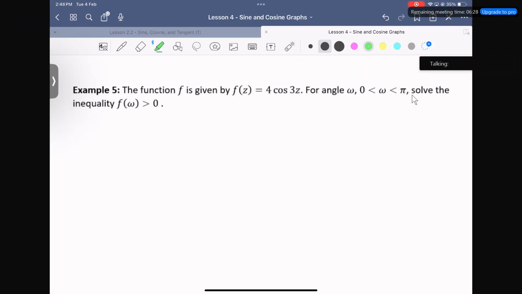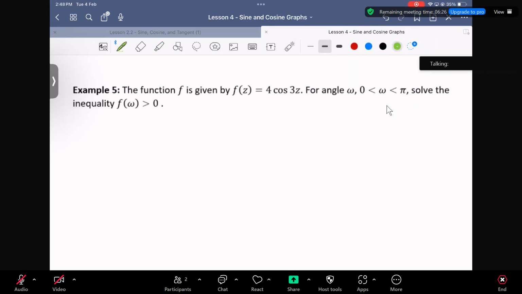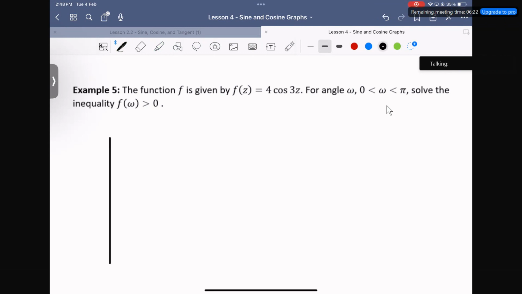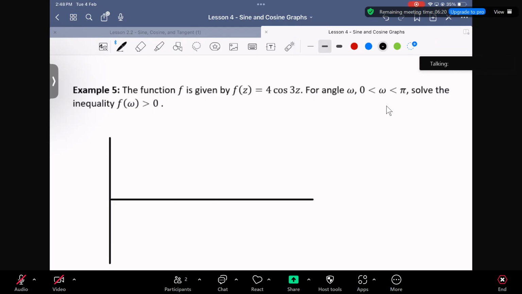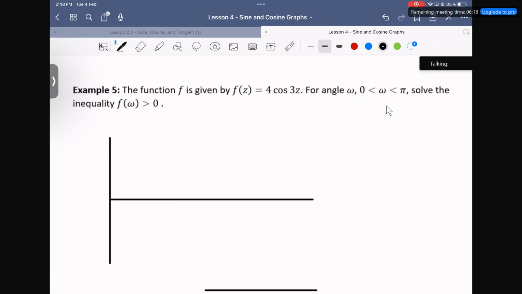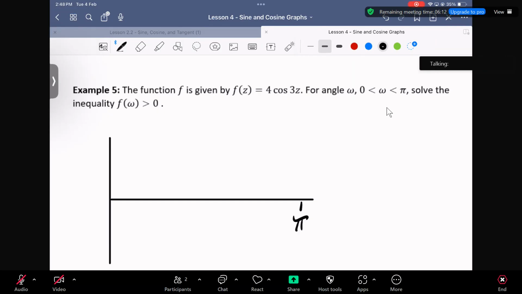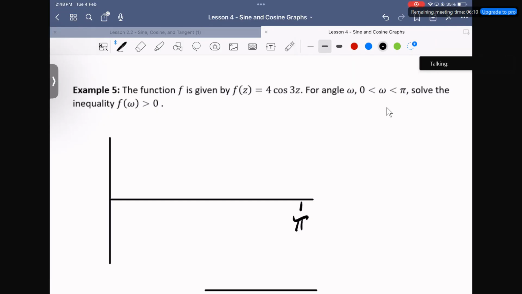Okay, so on this one we're going to use our calculator. We're going to graph it. If we graph it, we need to graph it on the interval from 0 to pi, like this. So we change the graphing settings on our calculator, and then we sketch the graph. It's going to look like this.